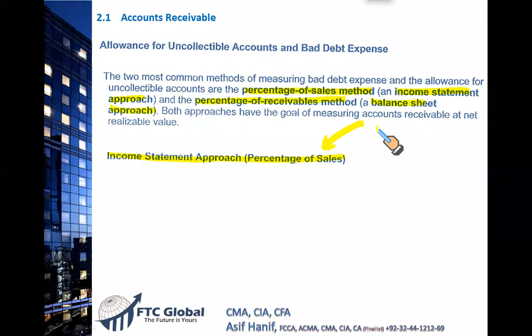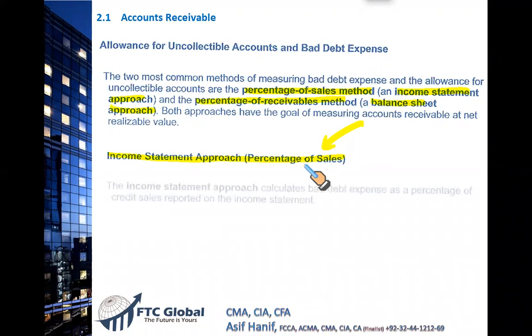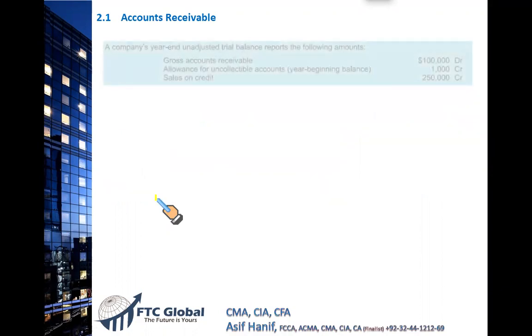Please do not take your total sales, because total sales includes cash sales that has already been collected. So we are talking about the percentage of sale, that is the credit sale only, not the total sales, right? So income statement approach calculates the estimated bad debt expense as a percentage of your credit sales that are reported on the income statement. So let us try to apply this in an actual question here, or an example.